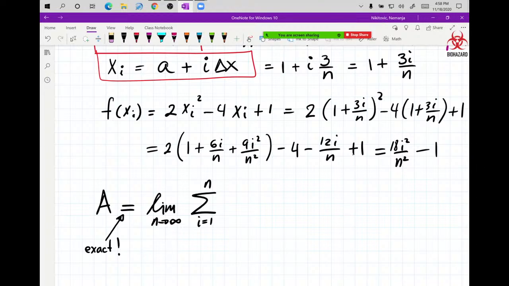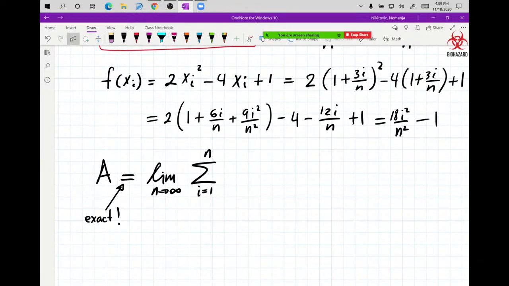Now, obviously, if this is wrong, everything else is going to be wrong. So let's go and check everything one more time. When I plug in my 1 plus 3i over n into this, I get that 1 minus 4 times, and then plus 1 over there. Okay, cool. So now when I square it, it's a squared plus 2ab plus b squared. So yes, 6i over n, and then 9i squared over n squared, and then minus 4, and then minus 12i over n, and then plus 1. Good. So that's 18i squared over n squared. 12i minus 12i, that's gone. 2 minus 4 plus 1, negative 1. Okay, we call that good.